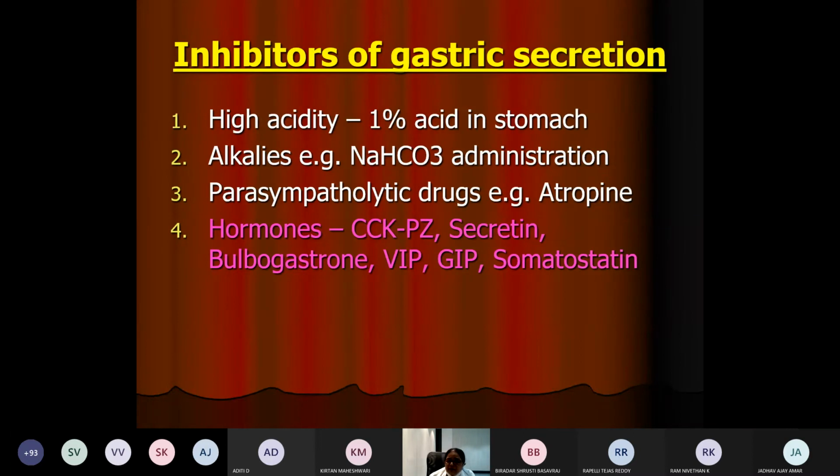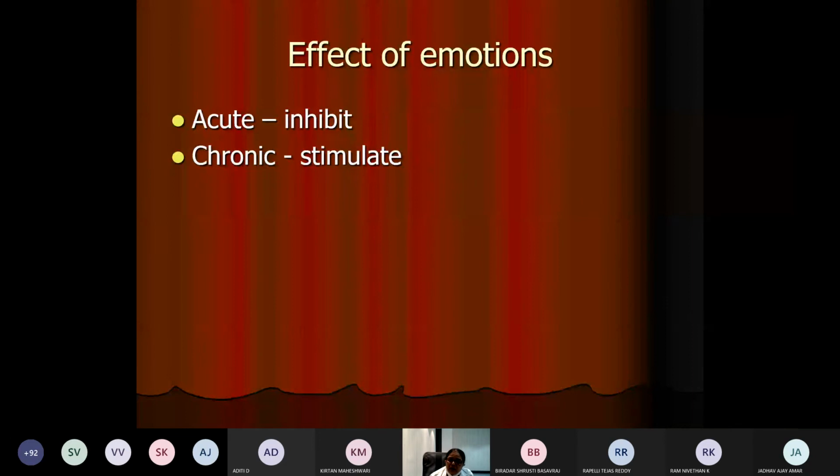Inhibitors of gastric secretion: high acidity, 1% acid in the stomach. Alkalis, for example NaHCO3 administration. Parasympatholytic drugs, for example atropine. Hormones: CCK-PZ, secretin, bulbogastrone, VIP, GIP, somatostatin. Effects of emotions: acute inhibits, chronic stimulates.